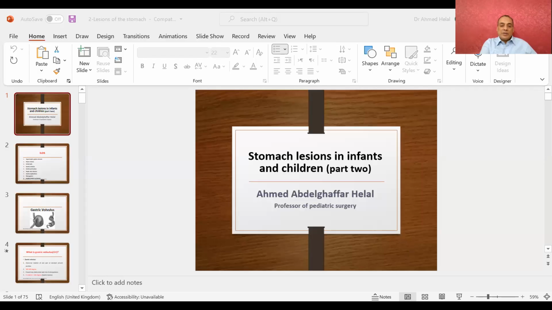Today we will continue our discussion about the stomach lesions in infants and children. In the previous lecture we spoke about the first part, which includes pyloric atresia, the pre-pyloric antral membrane, and congenital infantile hypertrophic pyloric stenosis. Today we will continue with stomach lesions in infants and children, part 2.